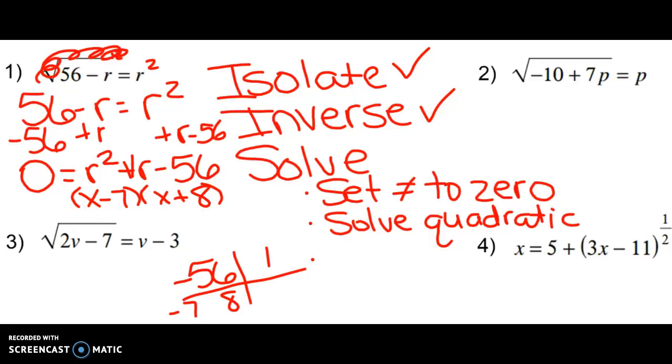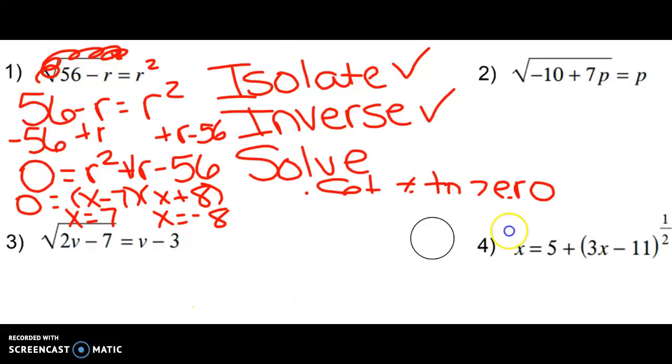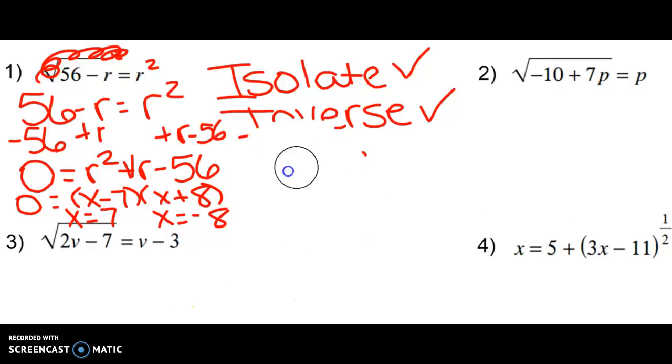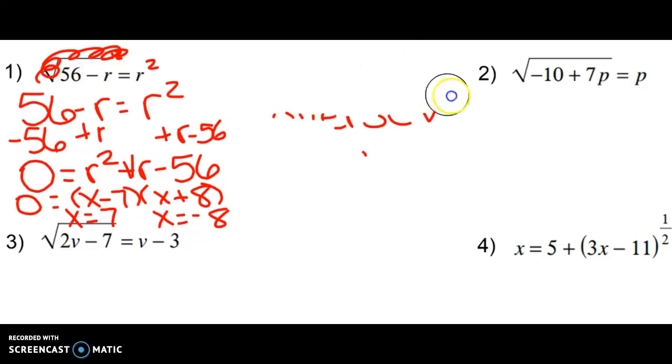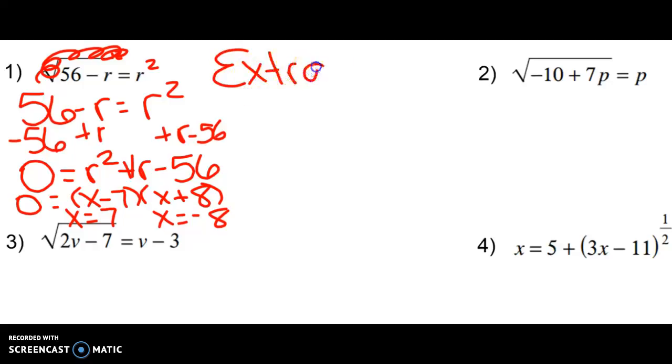Go ahead and pause right now and write these steps down if you need to, because I have to erase them. I need more room. All right, so I'm going to erase them in a minute. Let's go ahead and solve it. We got x equals 7 and x equals negative 8. All right, I'm going to go erase these steps because I need more room over here to write it. So we solved the quadratic. We have 2 answers. Now we need to go and check for something called an extraneous solution.